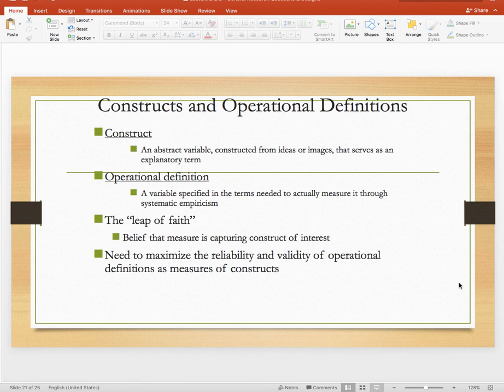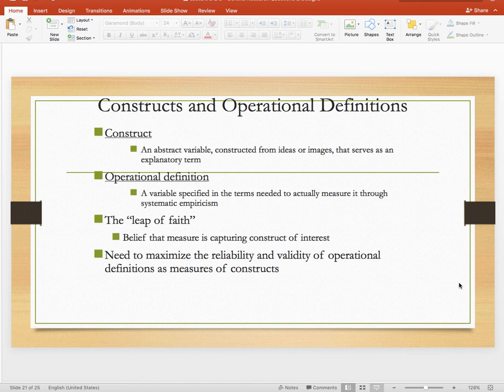Perfect. All right, so now how do we actually do this? How do we actually maximize the leap of faith? How do we actually maximize and say, hey, you know what? I'm reducing that gap between the idea that my assessment tool doesn't truly measure whatever it is that I'm interested in.